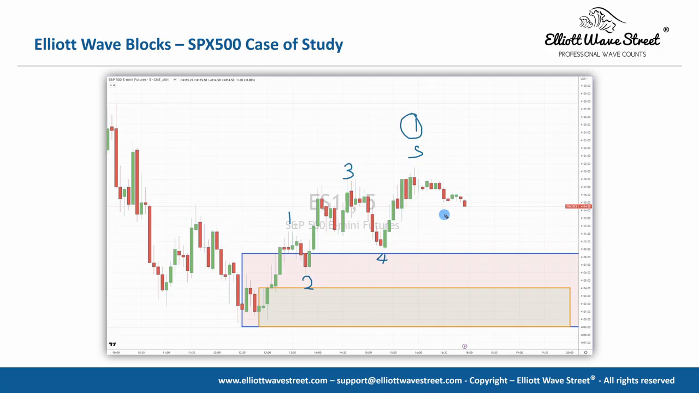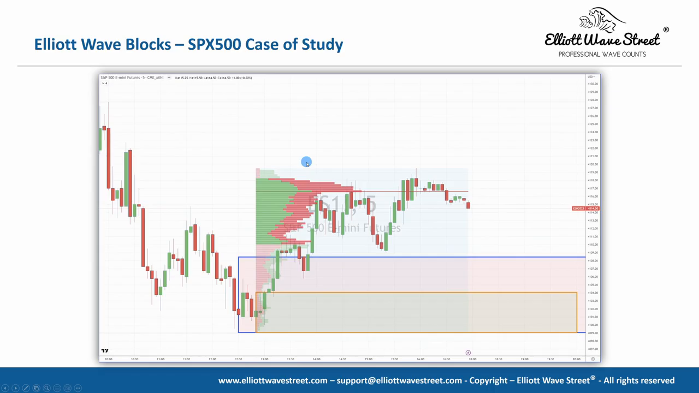But what else can we add to this narrative? What else can we add to this analysis? Well, the profile. I can add the profile from the low to the actual price. And let's see where the point of control is, because we know that's important. And here we have, traders, our point of control. Okay.